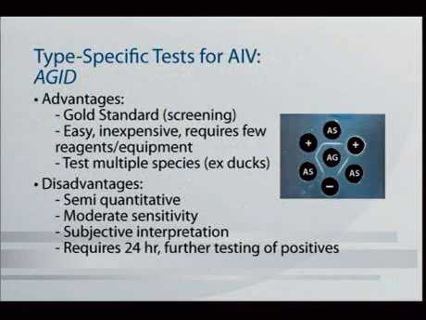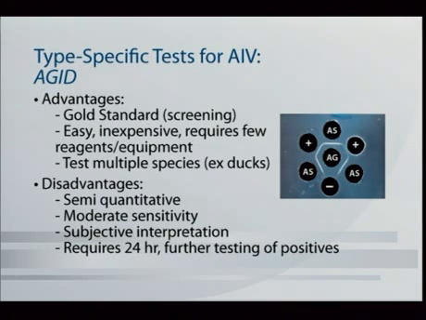The type-specific test for the AGID, for example, is very easy. It's inexpensive, requires relatively few reagents, and it has the ability to test multiple species, with the exception of ducks. It doesn't show very good sensitivity for ducks, although there are not very many diagnostic tests that are very useful for looking for antibody in ducks.